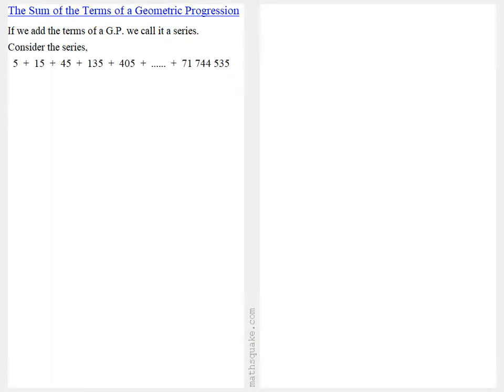Now let's look at the sum of the terms of a geometric progression. If we add the terms of a GP, we call it a series. Let's consider the series 5 + 15 + 45 + 135 + 405 up to 71,744,535. This is 5 + 5×3 + 5×3² + 5×3³ + 5×3⁴ and so on up to 5×3¹⁵.